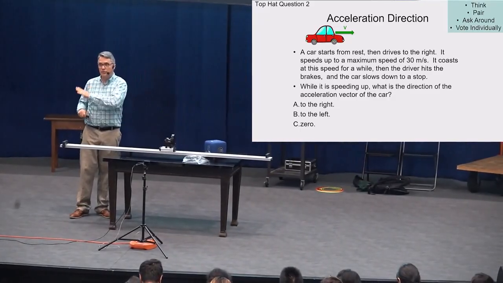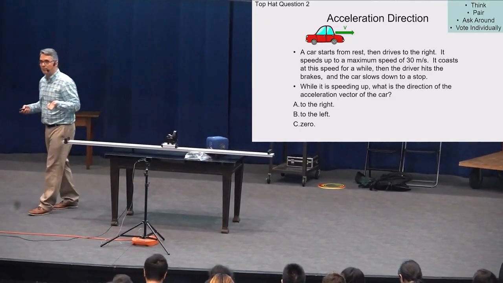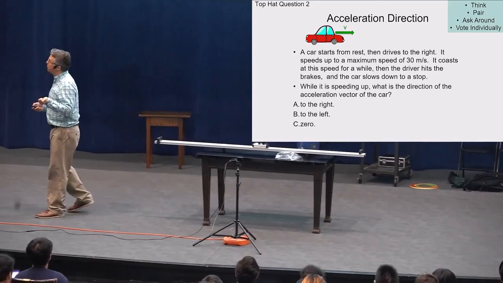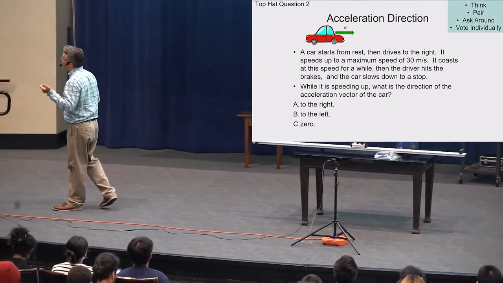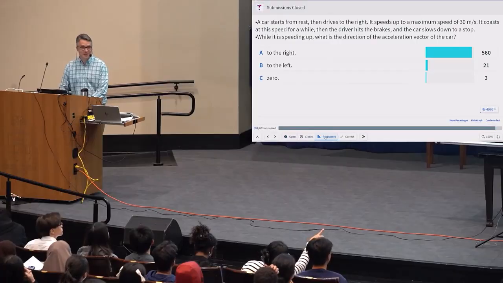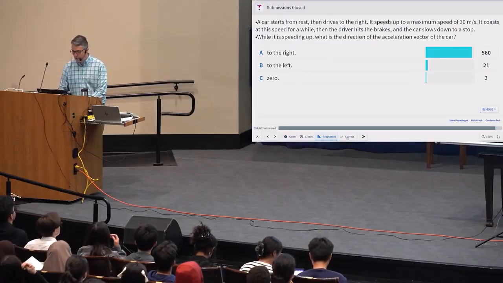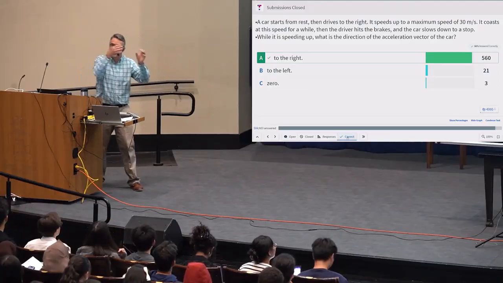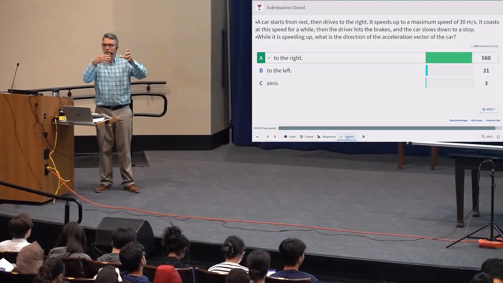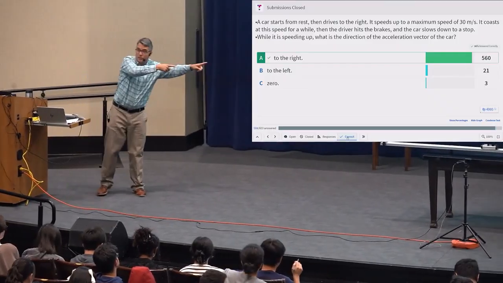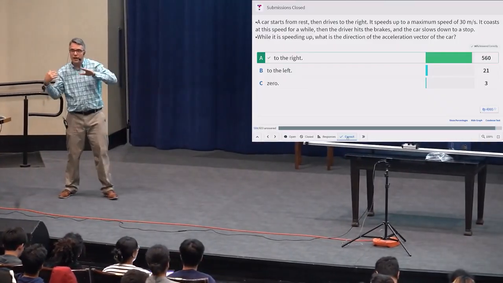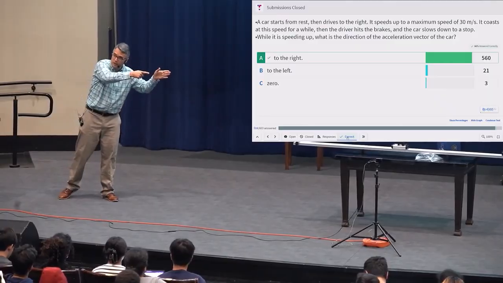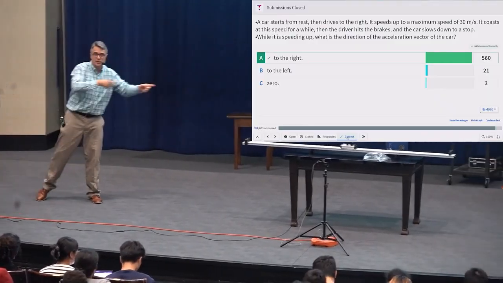So I'm going to ask you about those three portions of the motion. If it's speeding up, what is the direction of the acceleration vector of the car? Wow, okay, I didn't even teach this, and some of you have a good intuition. I like that. Speeding up, your acceleration is in that direction, so that your change of velocity goes from 0 to something in the forward direction, 30 meters per second. So delta V is to the right, and your acceleration is to the right.